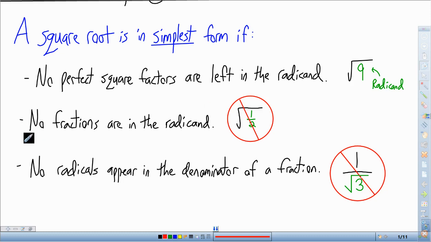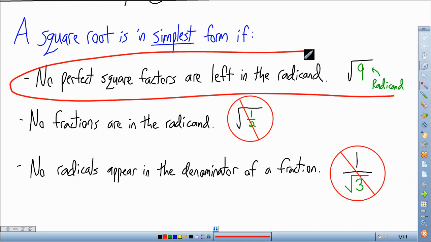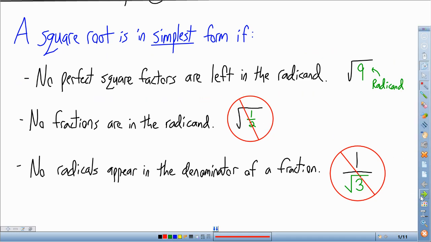The other two, we'll just skim over real quick. The other rule says no fractions are in the radicand. We cannot have fractions underneath the radical sign. And the last says no radicals appear in the denominator of a fraction. We cannot have radicals in the denominator. But today, this lesson is all about this first rule, and we're going to go over a lot of examples because there's a lot to take from this. So let's jump into it.